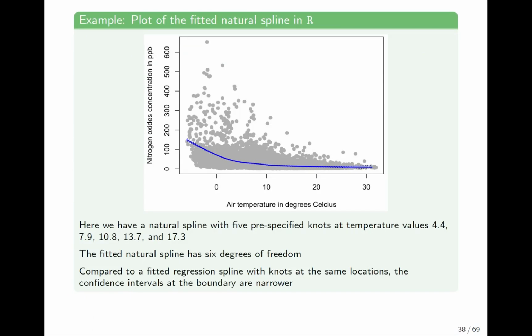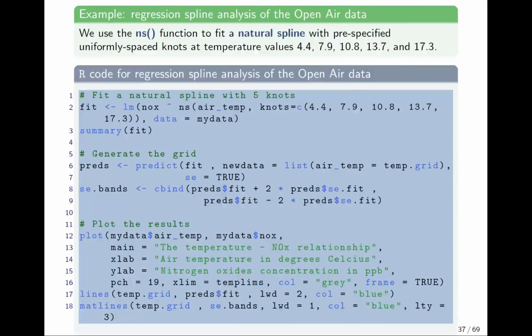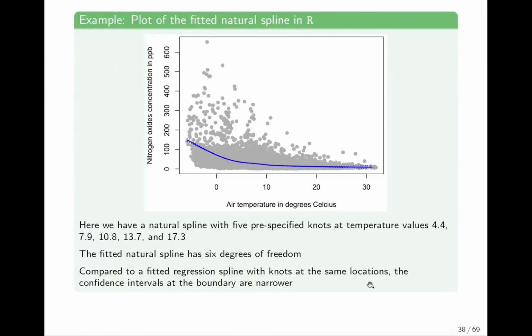And of course, it looks very, very similar to what we got from the regression spline. Worth noticing here that compared to that fitted regression spline model, with knots at the same location, the confidence intervals at the boundary are narrower. So that indicates that actually the natural spline is doing the job that we intend it to do. It's addressing high variance in the boundary intervals by specifying that as simply a linear function at those points and not allowing it to be too wiggly.